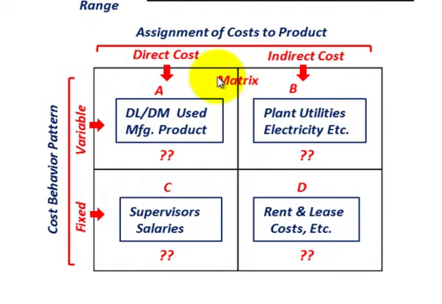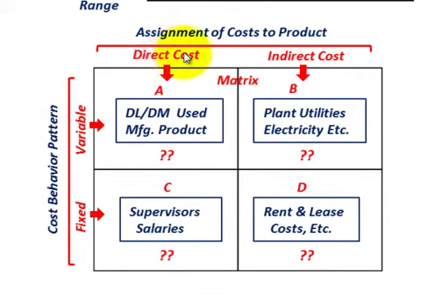Okay, so this is a typical matrix that you would have here. In order to use this effectively, you want to fill your matrix out. It's a 2x2 matrix. So across your top here, you'll have your assignment of your cost to the product. Usually they call it a cost object or something like that, but cost to the product, you're going to have your direct costs here and your indirect cost. And then along over here, this is the cost behavior pattern, as they call it. Either it's a fixed cost or a variable cost.